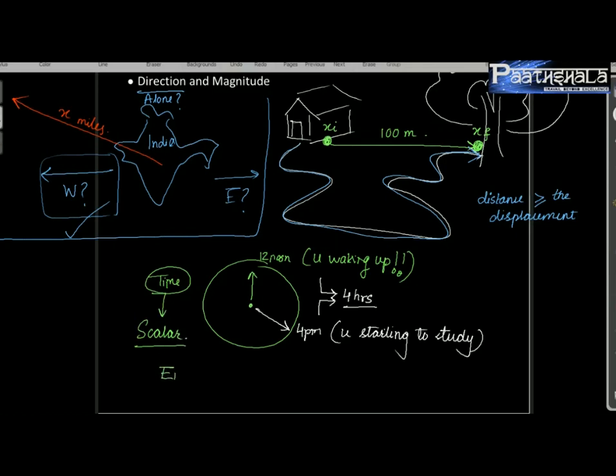Energy or work are more examples of scalar quantities. We don't really have to specify direction while specifying energy or work, the amount of energy expended or the amount of work done.